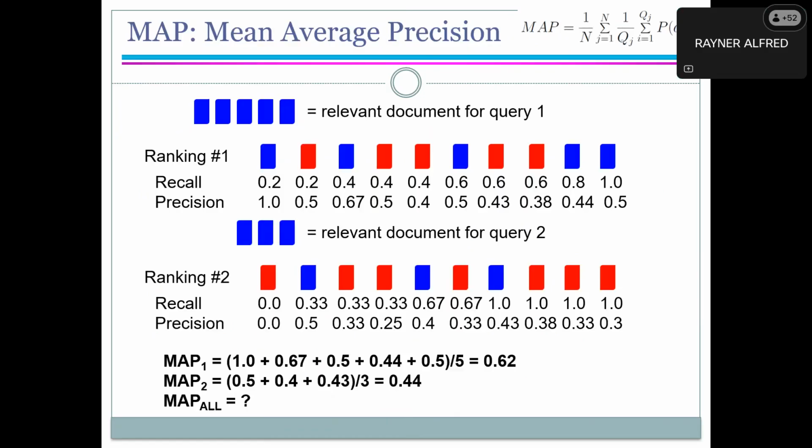Okay. So if we have 3 queries, that means we have map 3. So we just add the map 3 value into the map all and divide by 3. Okay. Any questions so far? Okay, Joshua. Yeah, I remember you.